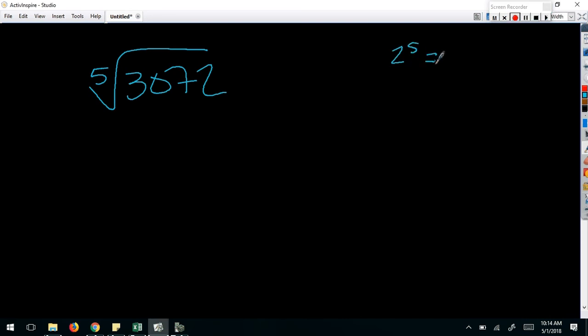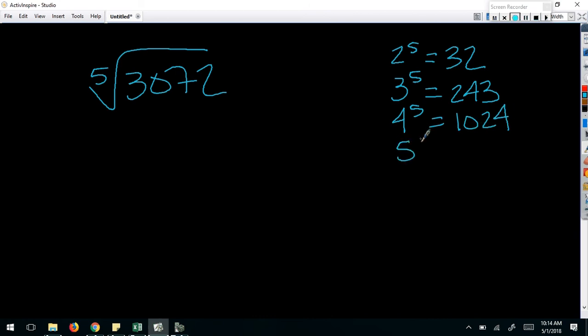2 to the 5th is 32. 3 to the 5th is 243. 4 to the 5th, it's 6 something. Put it on your calculator and see. 4 to the 5th is 1024. What about 5 to the 5th? That's 3125. So I don't have to go any further because I'm already bigger than my number.